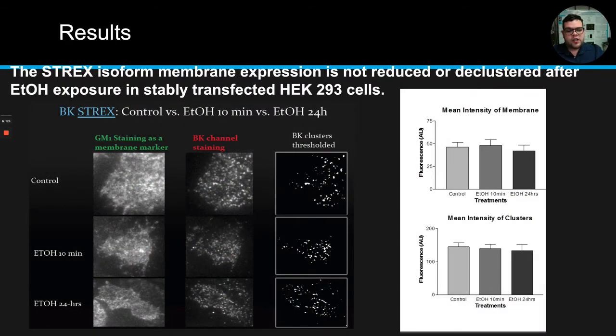On the contrary, for the Streck's isoform, we don't see any decrease in the membrane intensity, nor for the threshold, and this supports the data that suggests that this channel is not responsive to the presence of ethanol in the cell. We see here that after 10 minutes and after 24 hours, the channel still behaves the same way, as well as we see clustering that is not being redistributed across the membrane nor internalized in the cell.